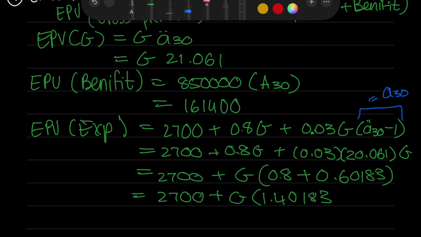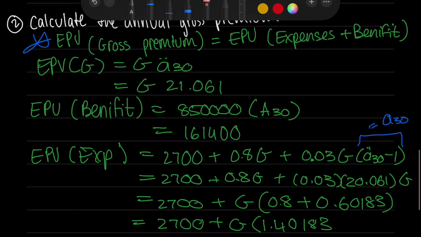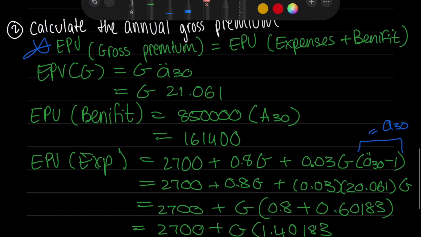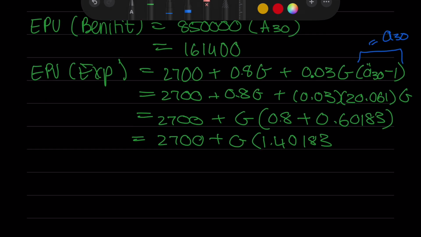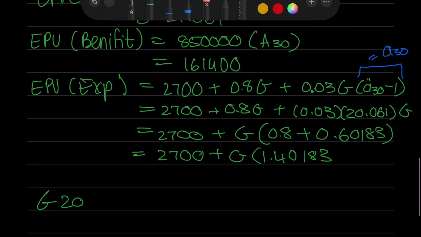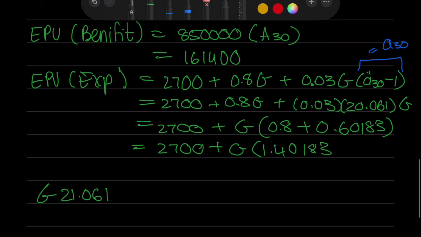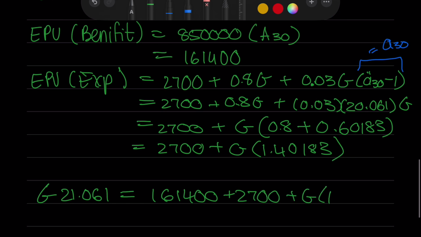Cool. So now let's substitute all of this into our initial formula here. We've got the left-hand side being G times 21.061 is equal to 161,400 plus 2,700 plus G times 1.40183.